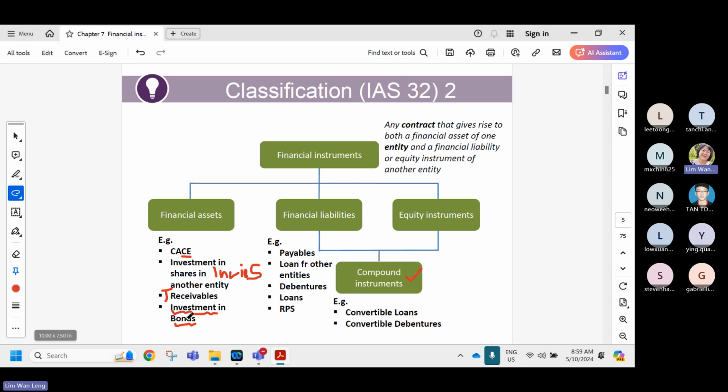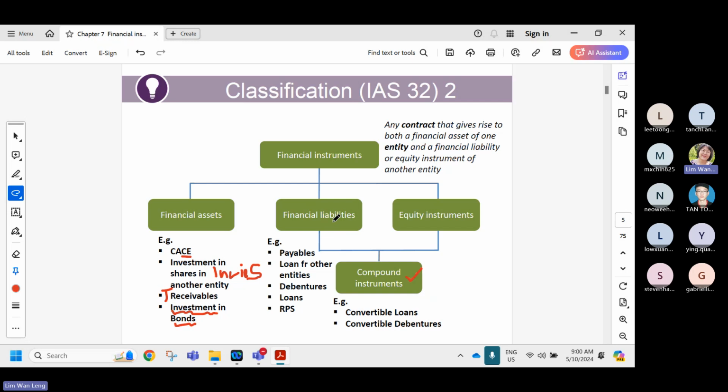Okay, because it didn't say just bonds. If it just says bonds alone or loan stock alone, then it will be part of financial liabilities. But this one is an investment in the bonds. It is very important for you to be able to distinguish whether a particular instrument falls under financial asset, financial liability, or equity instruments, because later the accounting treatment will go by the classification of whether it is a FA, FL, or equity instrument.